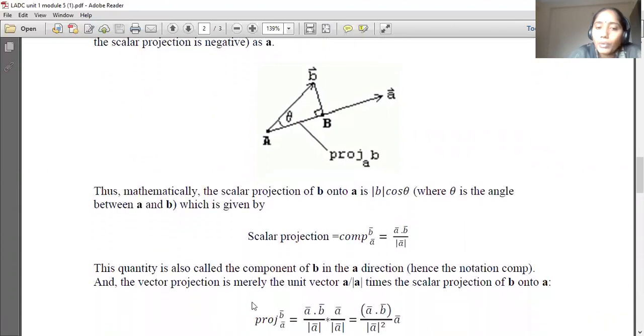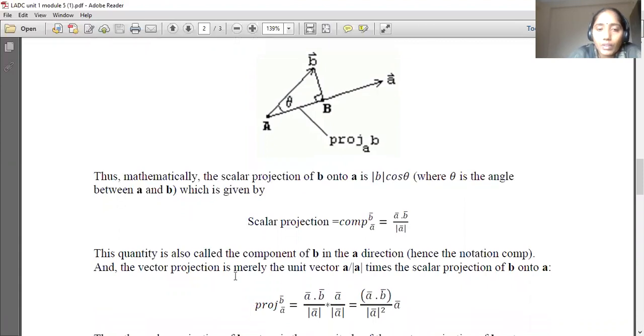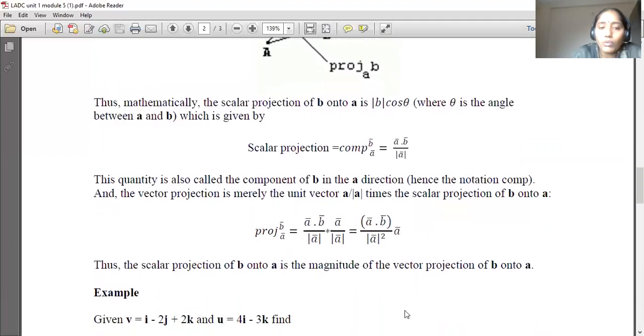If you want to find the vector projection of b bar on a bar in the direction of a bar, that is a bar dot b bar by modulus of a bar, into the unit vector of that direction, that is a bar by modulus of a bar, which is a bar dot b bar by modulus of a bar squared into a bar. So now we go through an example.